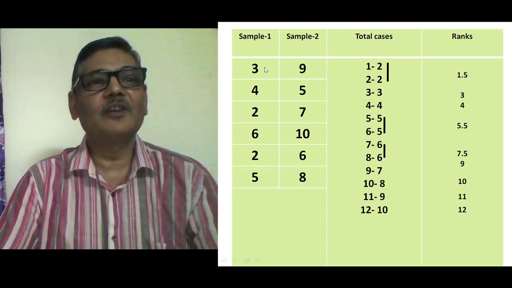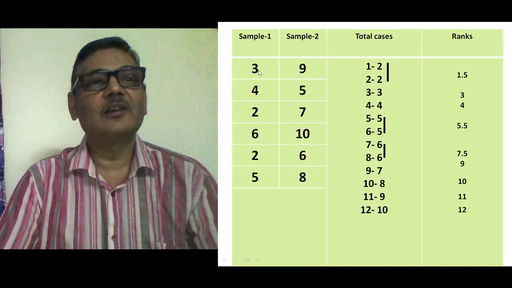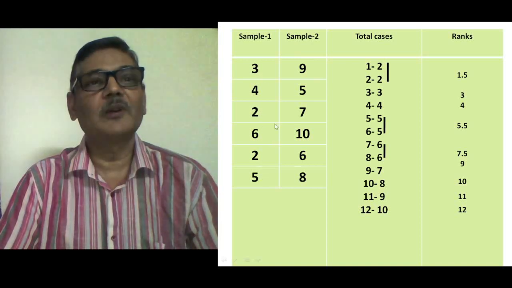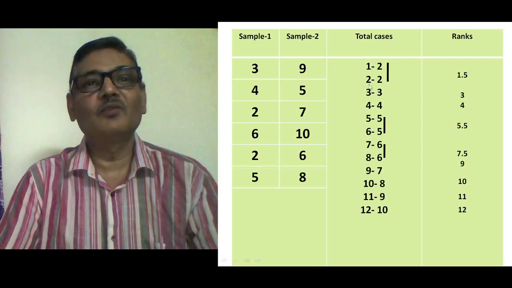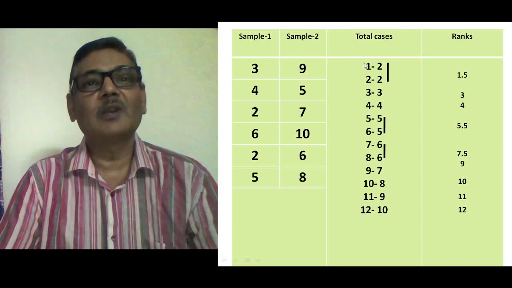First of all, you will see exactly how many observations are there in sample 1 and how many observations are there in sample 2. There are 6 observations in sample 1, and exactly the same number in sample 2. So you will go on writing 1, 2, 3, 4, 5, 6, up to 12, because 12 individual observations are there, and then we shall start the ranking.